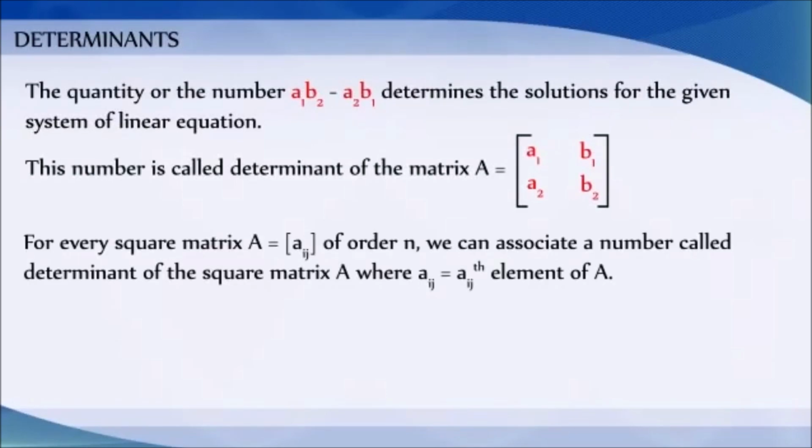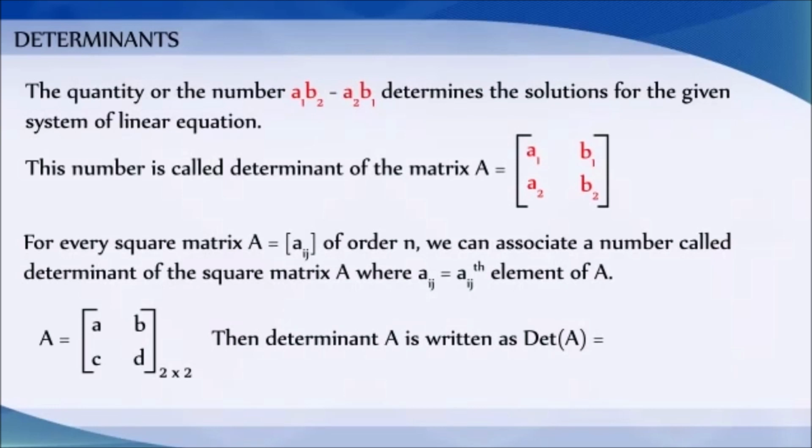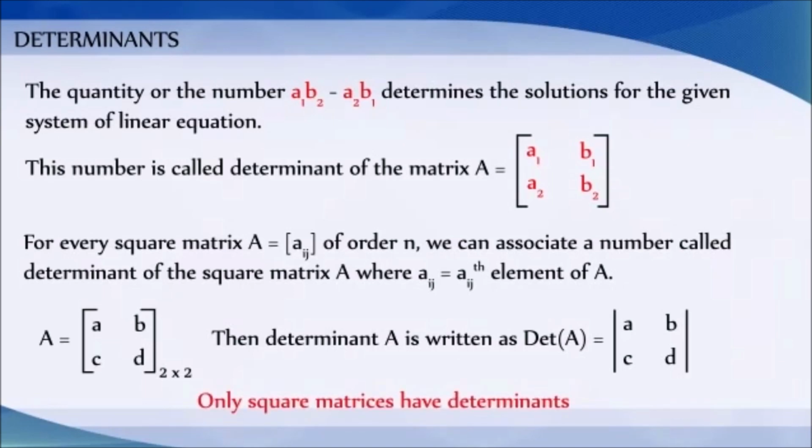For every square matrix A equal to [aij] of order n, we can associate a number called the determinant of the square matrix A, where aij is the ijth element of A. If A is a 2 by 2 square matrix with elements a, b, c, d, then determinant A is written as det A is equal to det [a b; c d]. For matrix A, determinant A is read as determinant of A and not modulus of A. Only square matrices have determinants.